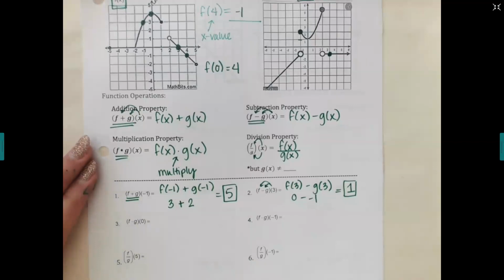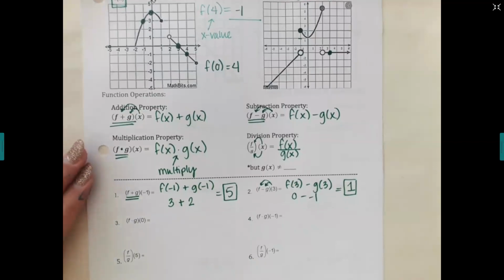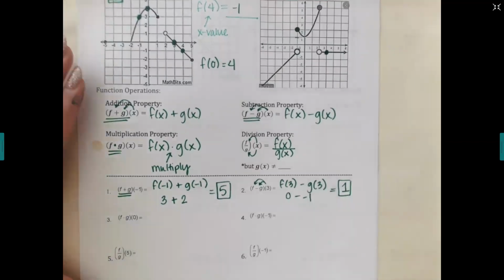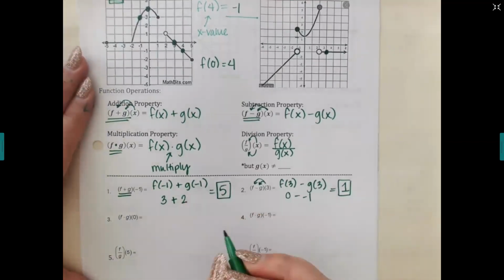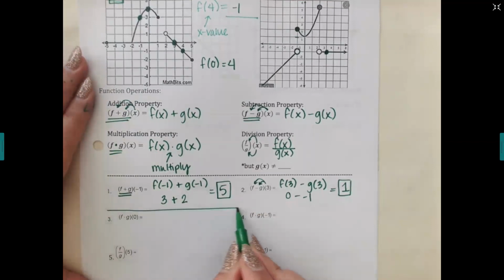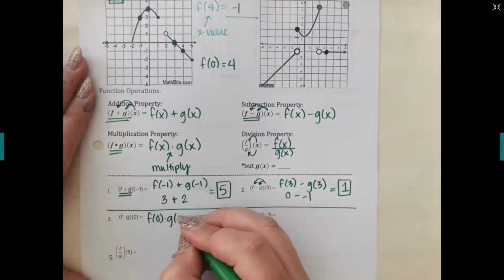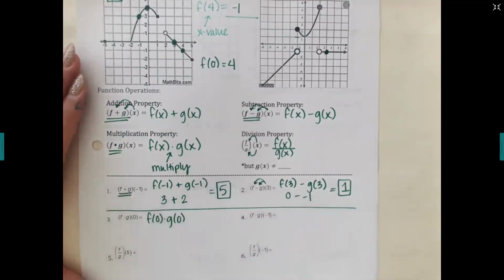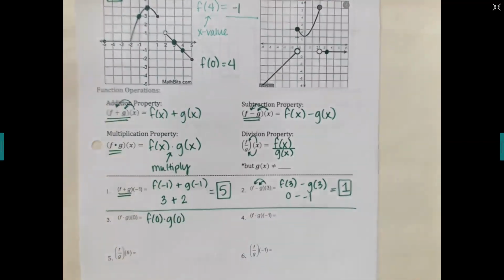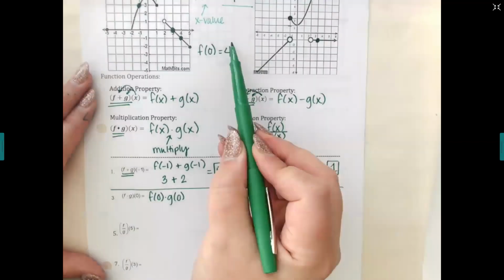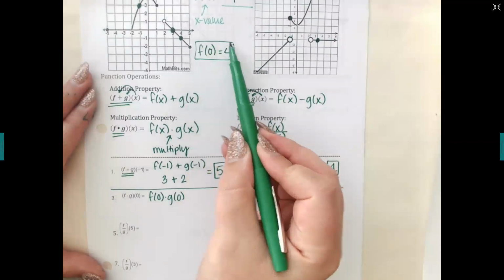So let's do number 3. Take a look at your equation. You're asked to find f dot g of 0. So that's going to be f of 0 times g of 0. Then I'm going to go to both of my charts and find those values. So f of 0 on my first graph, I actually found at the beginning here. f of 0 was 4.